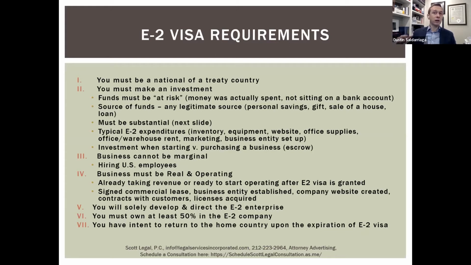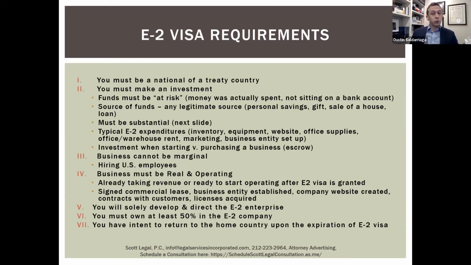So if you have weaknesses in other parts of your application, for example, a low investment amount, it is possible to overcome some of those weaknesses by showing that you have already hired workers. On the other hand, even if you've invested a lot of money into the business, if you can't convince the government that you're going to be employing workers, it can break an application and result in a denial. So the ability to employ U.S. workers within 5 years really is key.